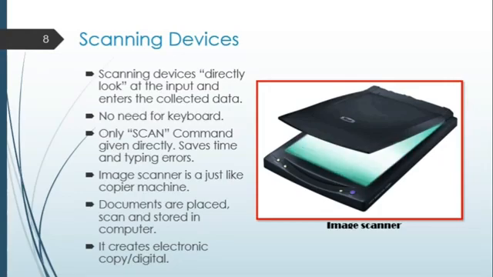An image scanner is just like a copier machine. That image can also be scanned. Documents are placed in the scanner and stored in the computer. Whatever document you place here, you close the cap, and after giving the scan command, that document goes directly into the computer as an electronic copy. It creates the electronic copy, which we can say is a digital copy.